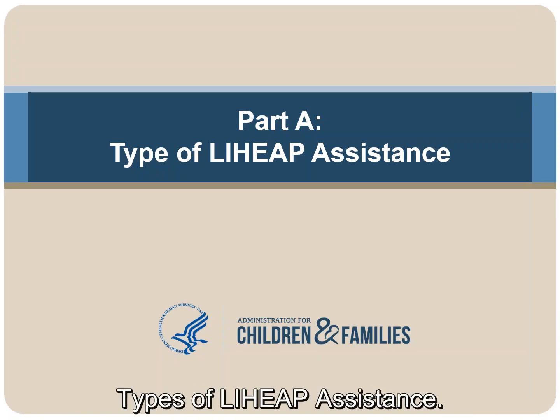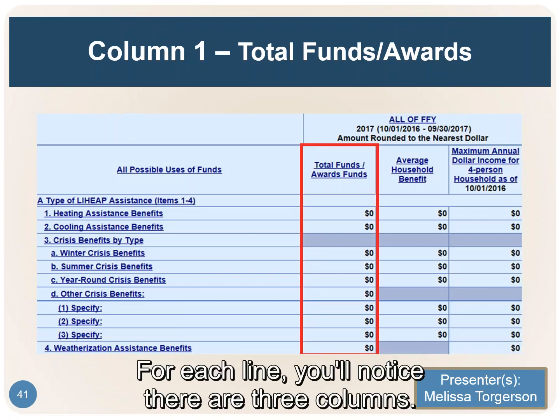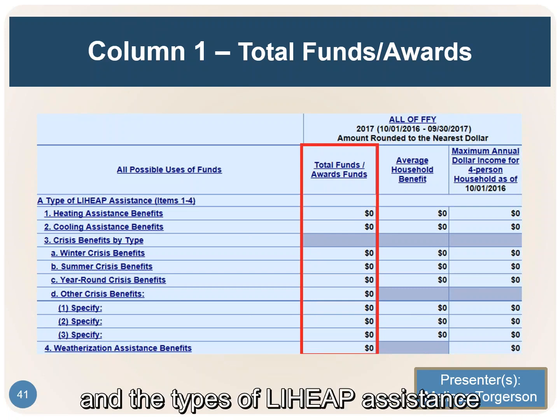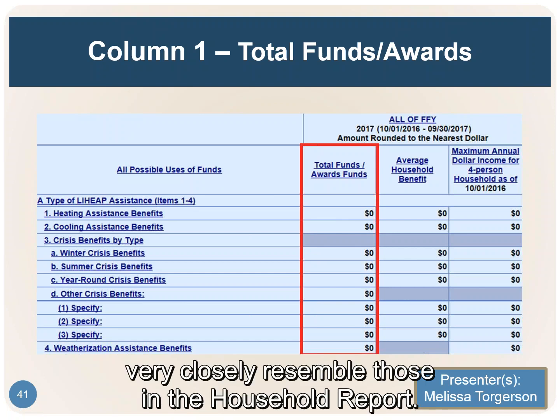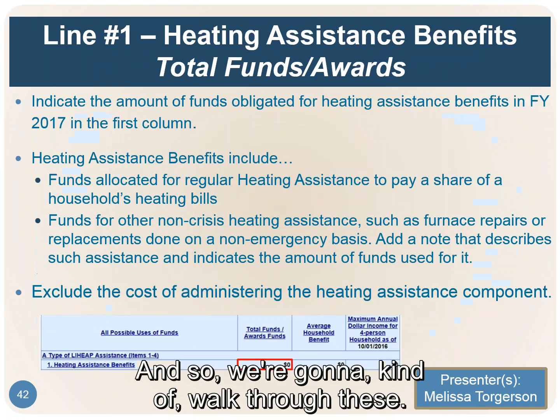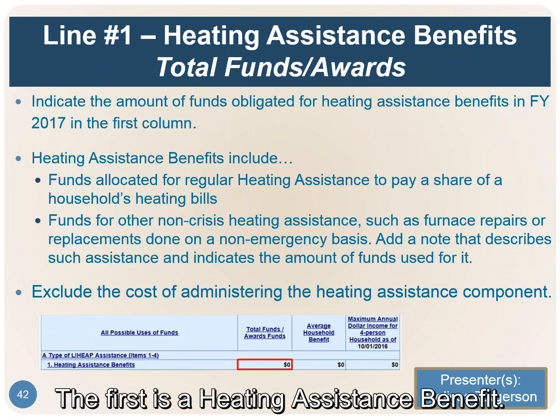So, types of LIHEAP assistance. For each line, you'll notice there are 3 columns. You'll also notice that the possible uses of funds and the types of LIHEAP assistance very closely resemble those in the household report. And so we're going to kind of walk through these. The first is the heating assistance benefit.